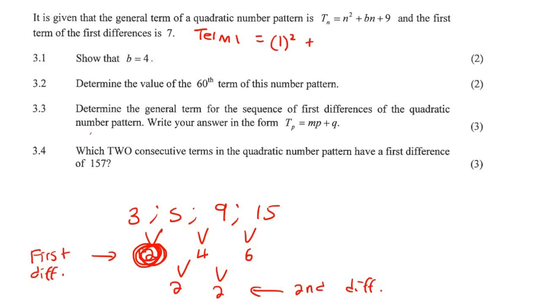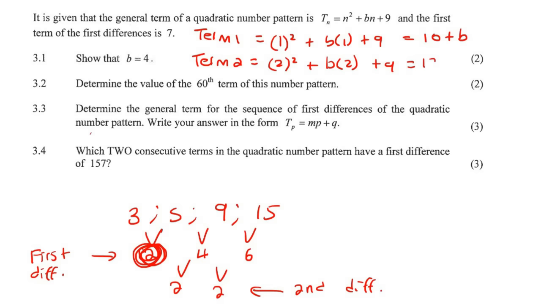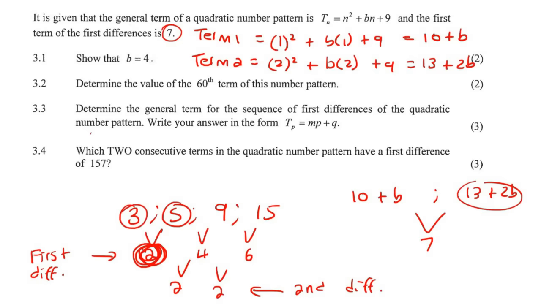And that would eventually give you 10 plus b. Then term 2 is going to be, so you plug in a 2 now, that's a 2b, plus 9. And so that would eventually give you 4 plus 9 is 13 plus 2b. Okay, so term 1 is 10 plus b, term 2 is 13 plus 2b. They said the first difference, so that would be the difference between those two, is 7. So what that means is this one minus this one must give us 7. Just like 5 minus 3 gives us 2.